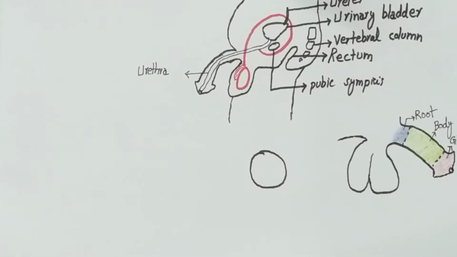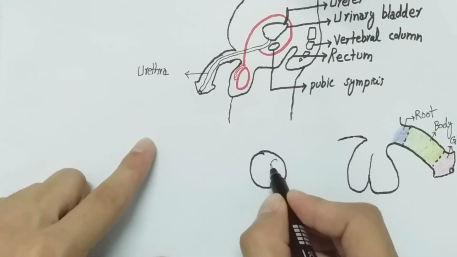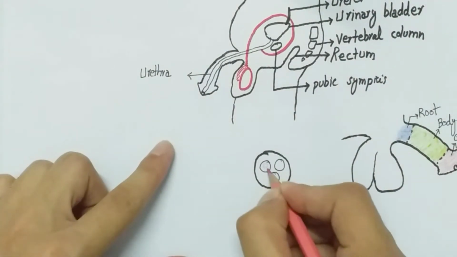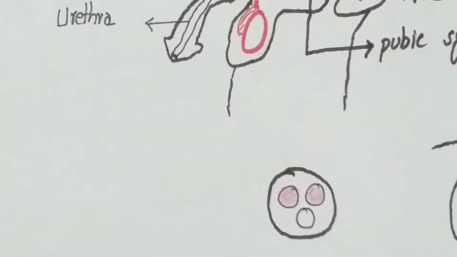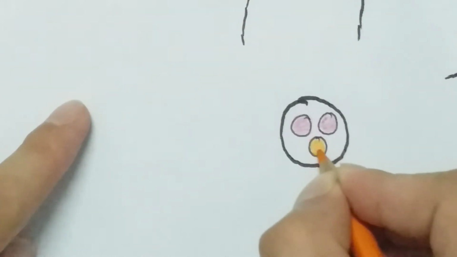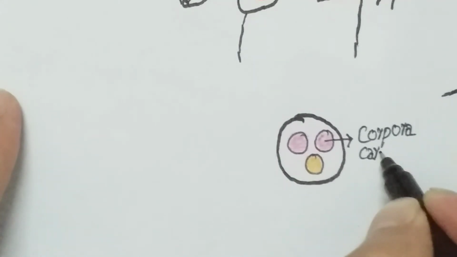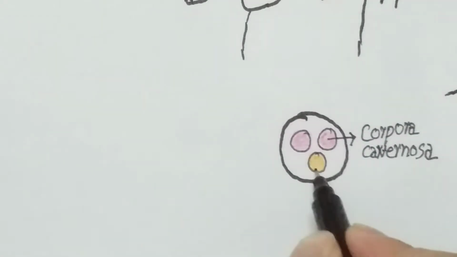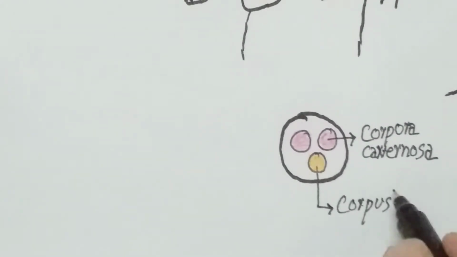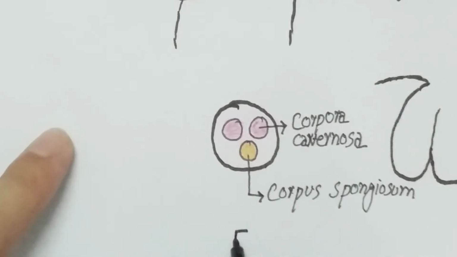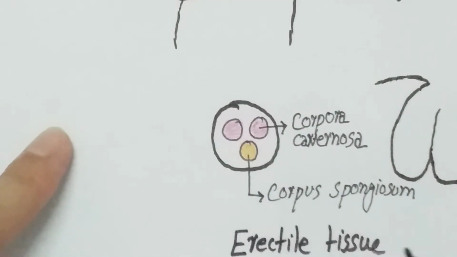Now let me take the cross section of the penis, and now we are looking at the cross section, to see what structures we can actually find in it. So the cross section of the penis shows that it consists of three groups of erectile tissues. The superior two are called the corpus cavernosum. Since these are two, I have written the corpora cavernosa. And the inferior erectile tissue is called the corpus spongiosum.